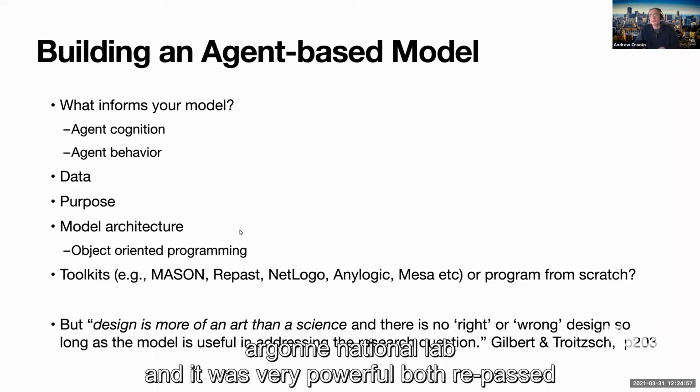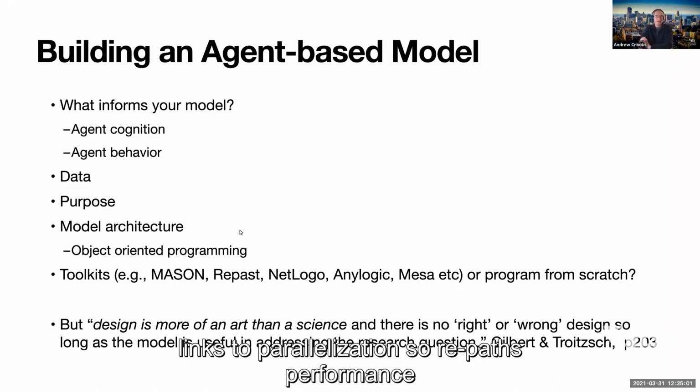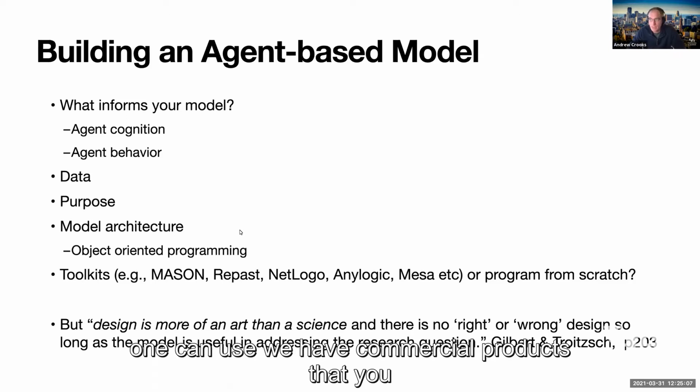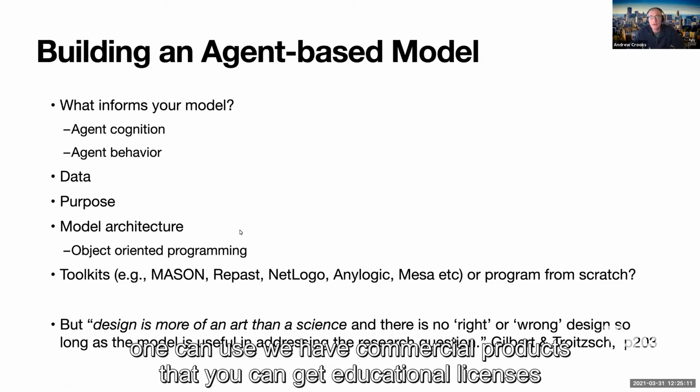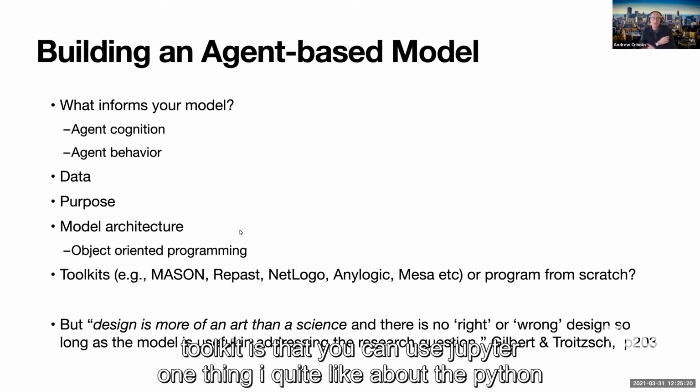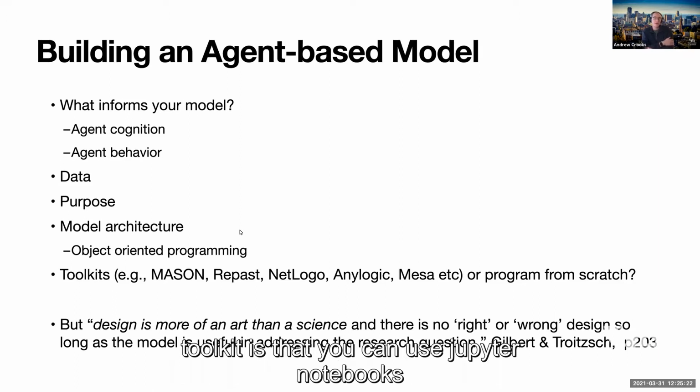It was very powerful. Both Repast and Mason allow for high performance links to parallelization. Repast has an HPC, high performance computing plugin that one can use. We have commercial products you can get educational licenses for, like AnyLogic. There are some new Python toolkits emerging, and one thing I quite like about the Python toolkits is that you can use Jupyter notebooks, so everything is in one document.